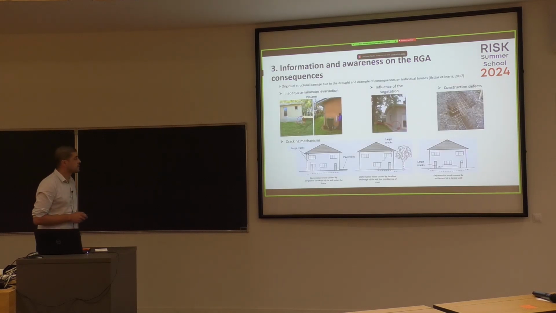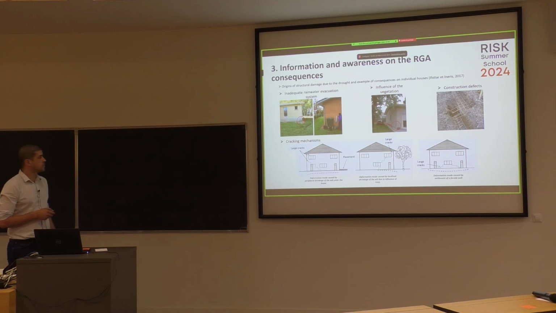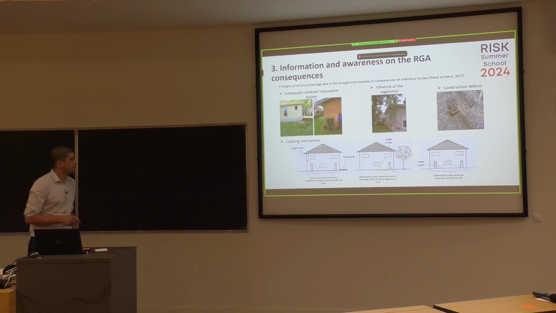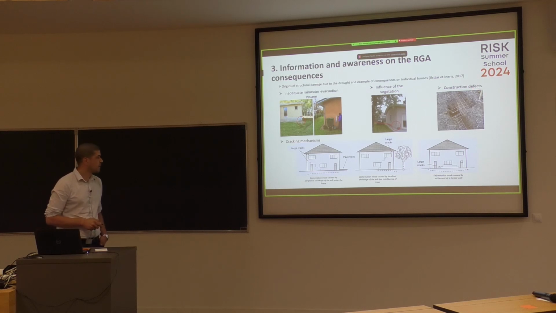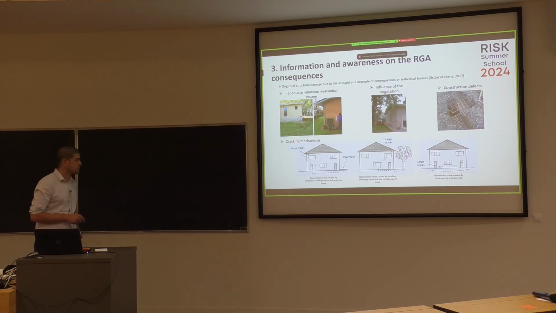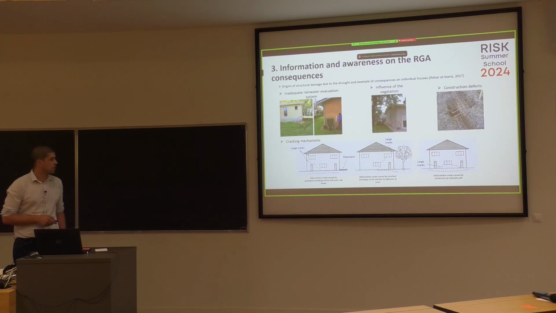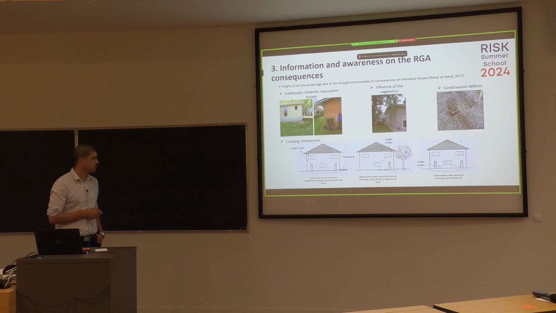Here you have some examples of origins of structural damage due to drought in clay soils. You have, for example, an inadequate rainwater evacuation system. You have the influence of vegetation and construction defects. And here at the bottom you have some cracking mechanisms due to the deformation of the soil related to the shrinkage-swelling phenomenon.